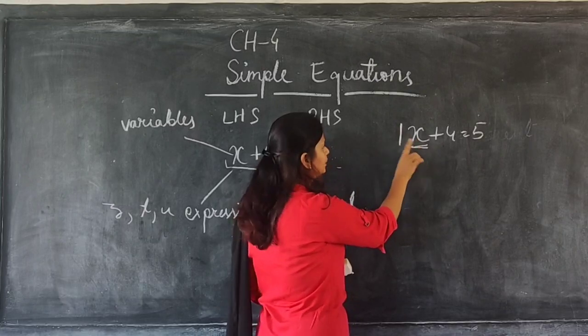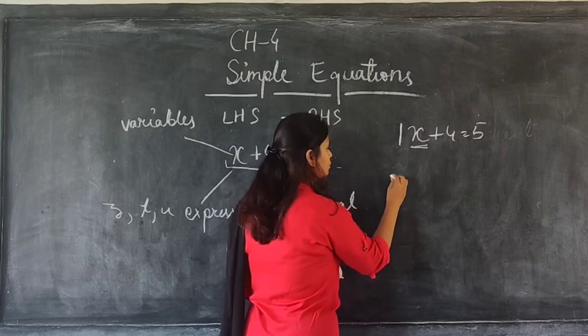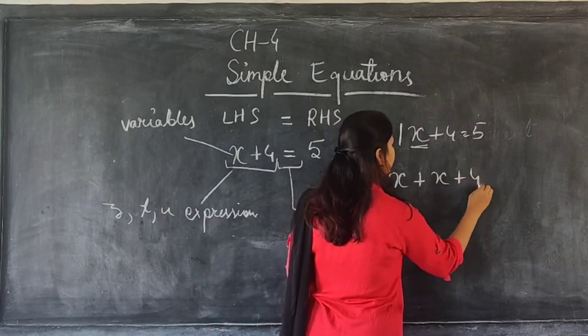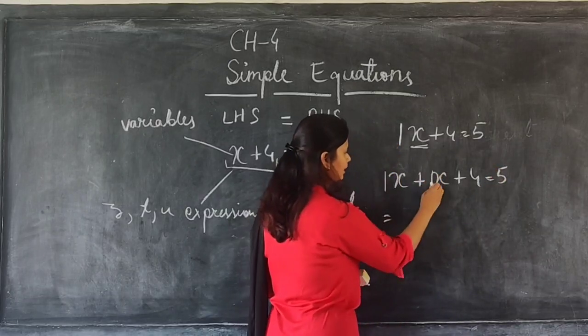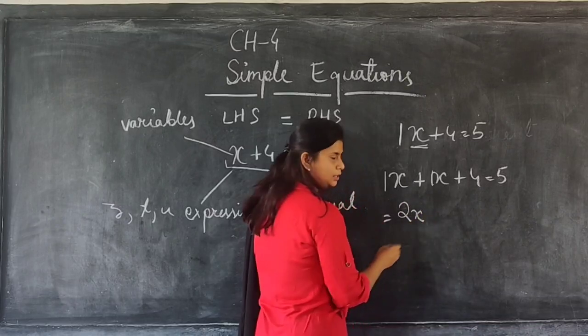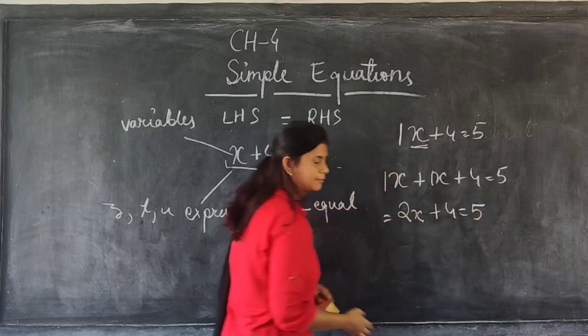If there is nothing in front of the variable, that means the coefficient is 1. So that's why x plus 4 equals to 5, that means how many x? 1 and 1. So 1 plus 1 is 2, 2x. Okay, 2x plus 4 equals to 5.